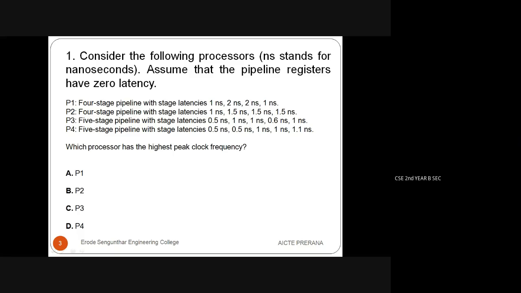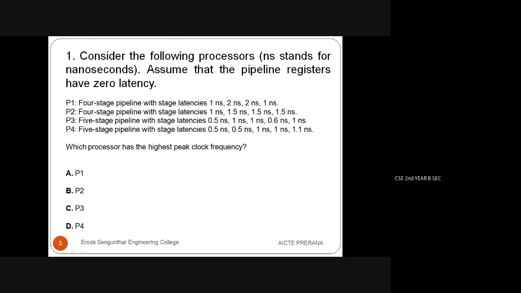consider the following processors. ns stands for nanoseconds. In the question itself, they will be giving the proper explanations regarding the short forms. Assume that the pipeline registers have zero latency. We have discussed latency and CPI, cycles per instruction, and related formulas in the previous session itself. Just go through that session so that you will be clear with the basic concepts we need in solving numerical computer architecture GATE questions.